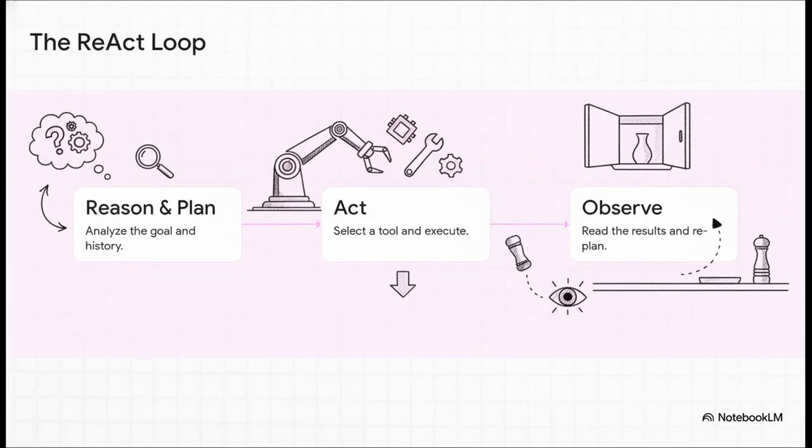And this creates what we call the REACT loop, broken down into 3 simple steps. First, the model reasons and plans based on its goal. Second, it acts by selecting a tool and executing it. Third, it observes the result and replans.